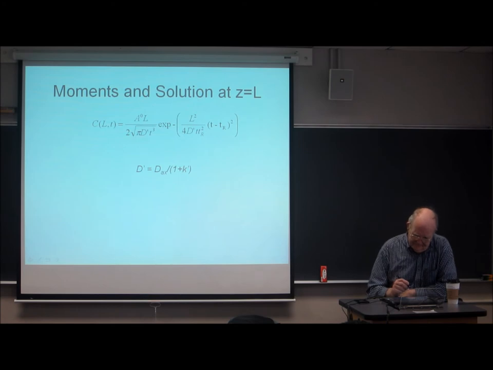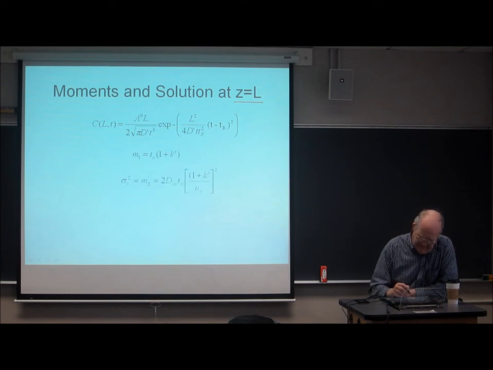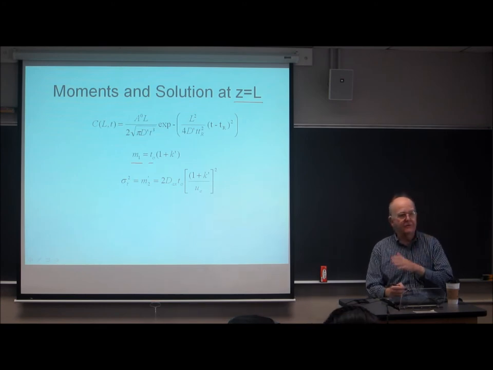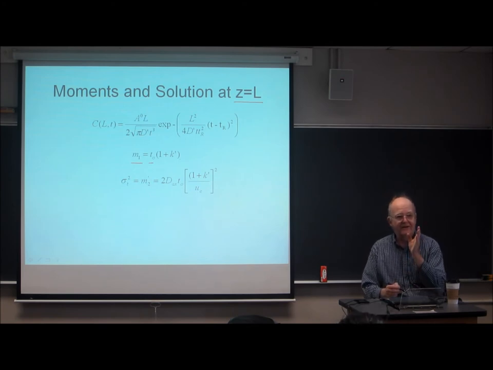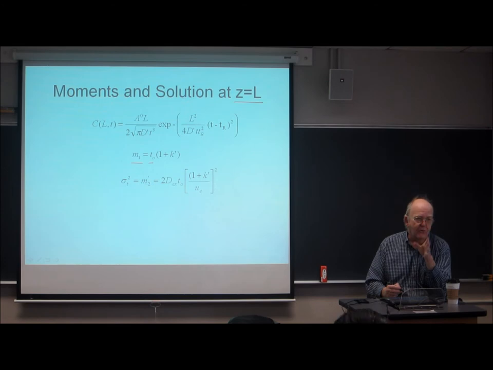Okay, so the moments of this at z equal to L look like this. And here's the first moment. So it's the dead time times 1 plus k prime. So the center of gravity, even of the non-Gaussian peak, the center of gravity works out to be the same thing it always works out to be.